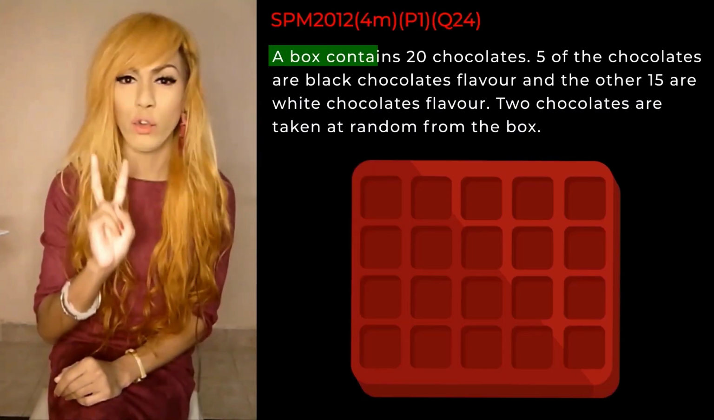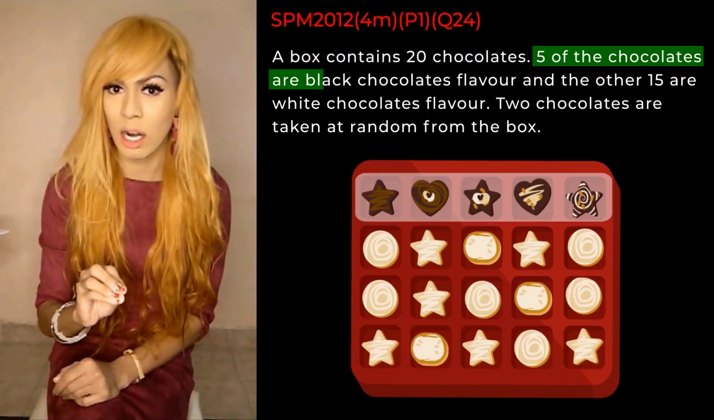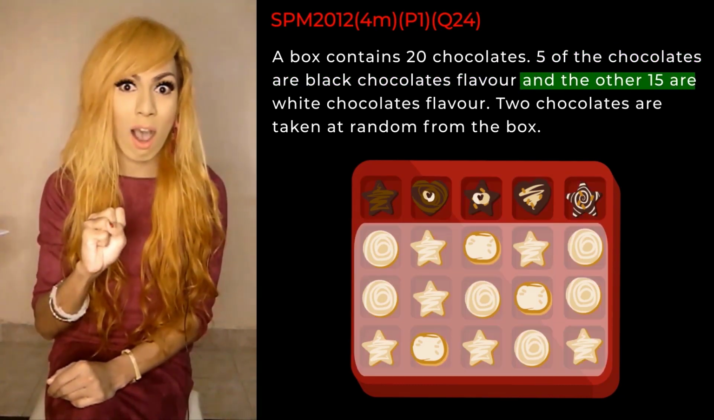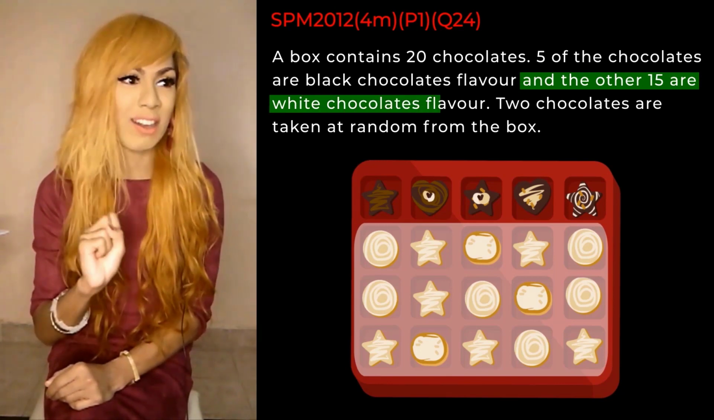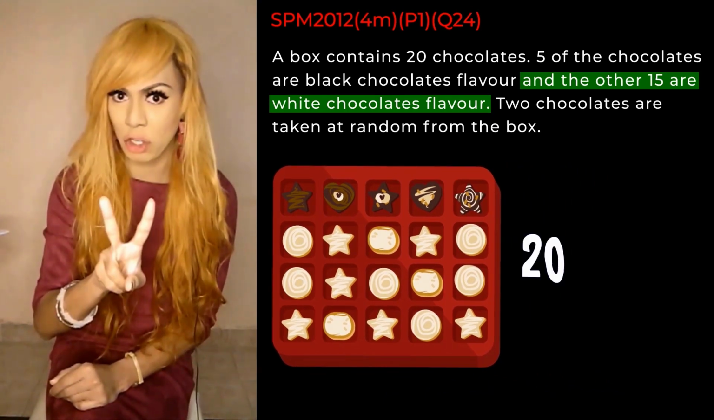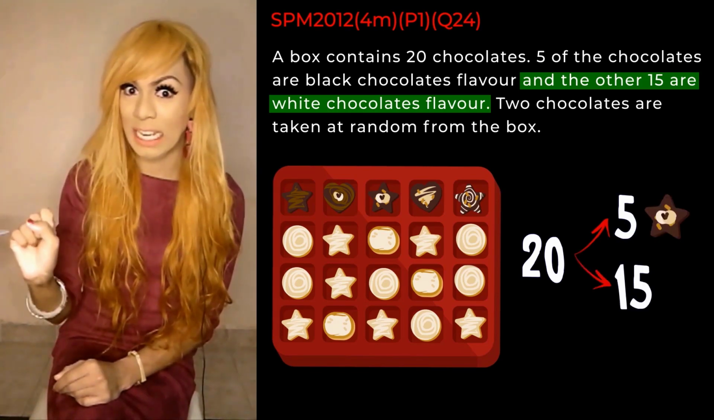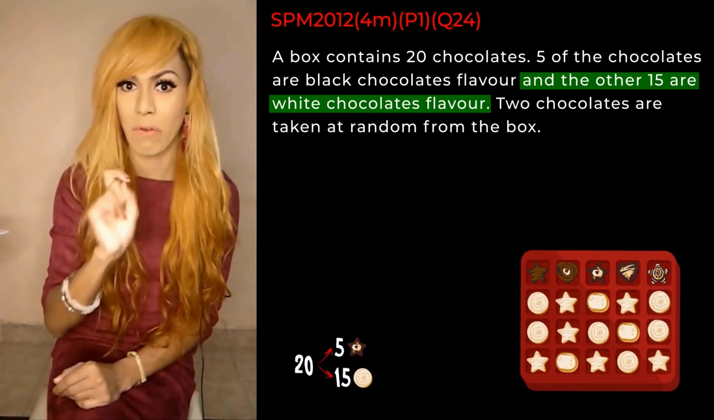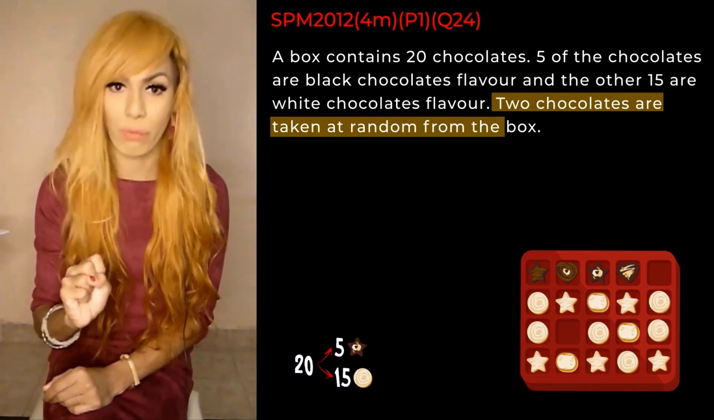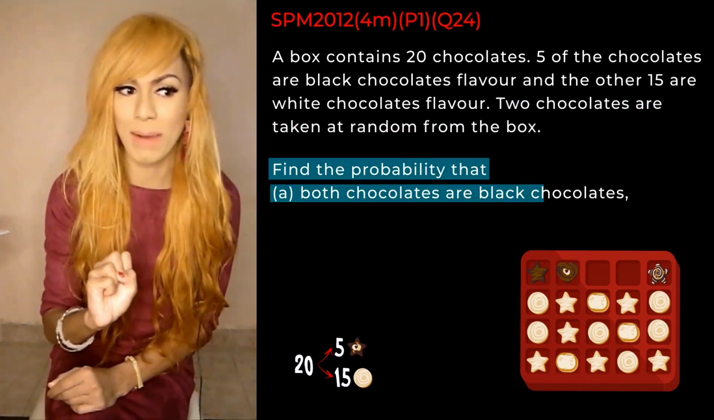A box contains 20 chocolates. 5 of the chocolates are black chocolate flavor and the other 15 are white flavor chocolates. So in your exam, you take out the information like this, which is 20 chocolates, and then you have 5 black and 15 white. The question is, 2 chocolates are taken at random from the box. Find the probability that both of them are black.